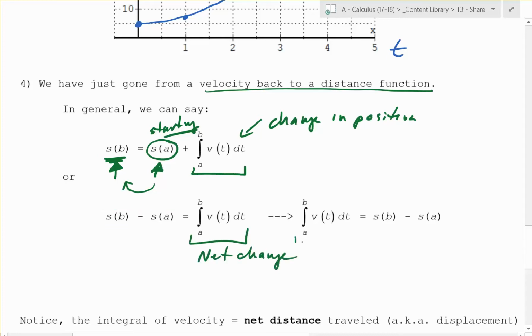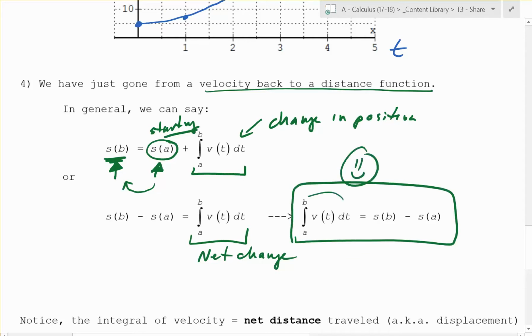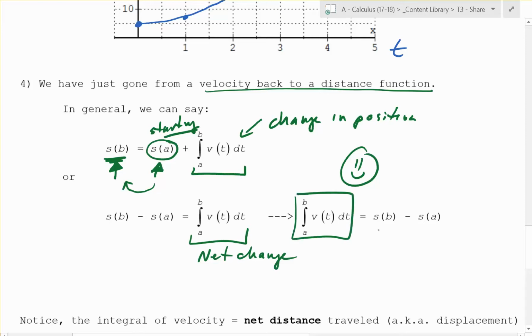So then when we just reverse it, this is the thing we like to say right here. The change in position is where you end up minus where you started, which kind of makes sense. So your net change in position is equal to where you ended up minus where you started. Now the problem though is that you don't really know what the function for S is, and I'm about to give you that.